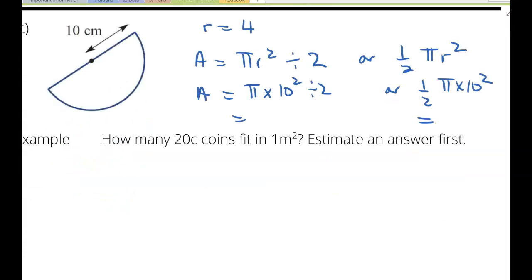So with this one, like I said, we know the radius it's given. Halving the area formula, either divide by 2 or writing it as a half, we've still got to square the radius regardless. 157.08, go to 2 decimal places, centimetres squared.